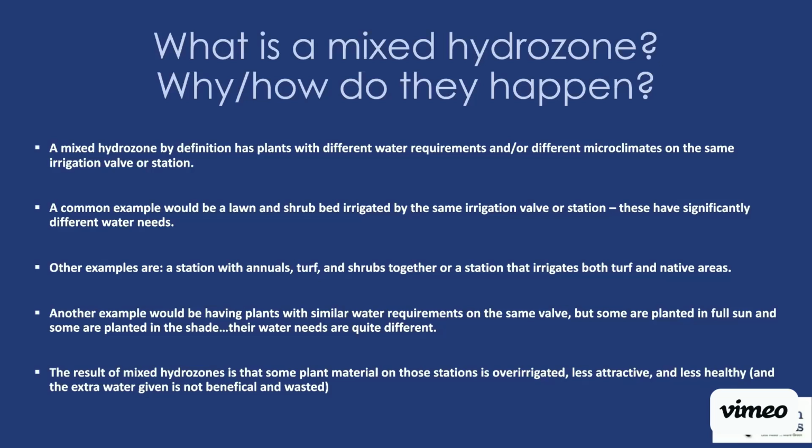Another example would be plants with similar requirements on the same zone or same valve. Some may be planted in full sun at different microclimates, some planted in shade, with very different water requirements. The result of mixed hydrozones is some plants get over-irrigated and some are under-irrigated one way or the other. Some of those plants are going to win, some are going to lose. They're going to be less attractive and less healthy. And that extra water that you're pouring on to keep the higher water use plants going is not beneficial, and because not all the plants need it, that water is being wasted and lost.